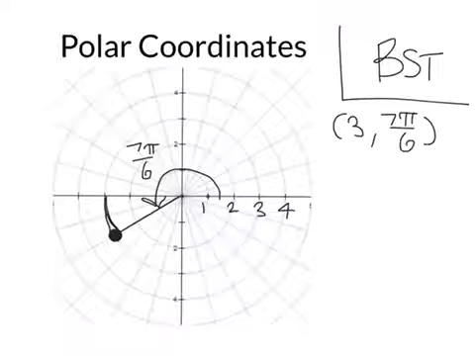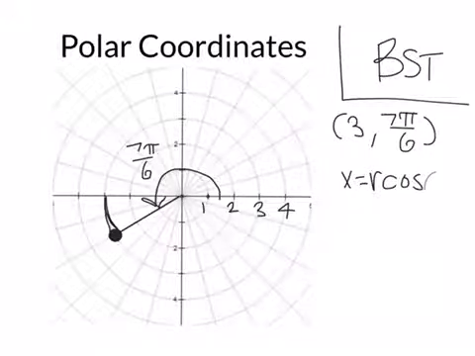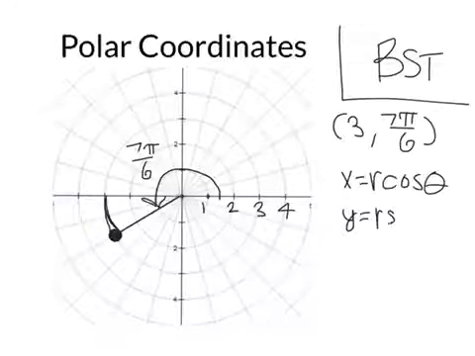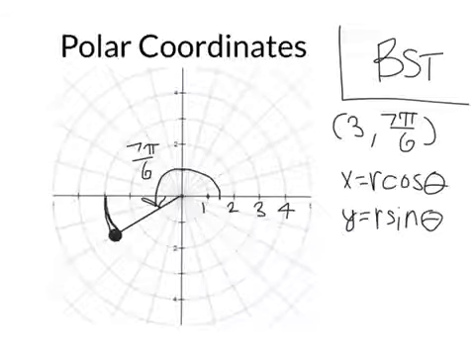So now that we have a point graphed, (3, 7 pi over 6), it would be useful to know how to convert this back into Cartesian coordinates. And to do this, we just use some basic trig identities. The definition of cosine and sine. We know that we can find the coordinates on a circle, which is how we've graphed our point. We can find the coordinates based on the radius of the circle and the value theta as follows.